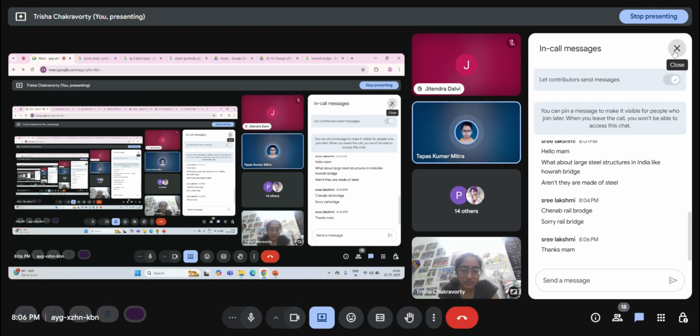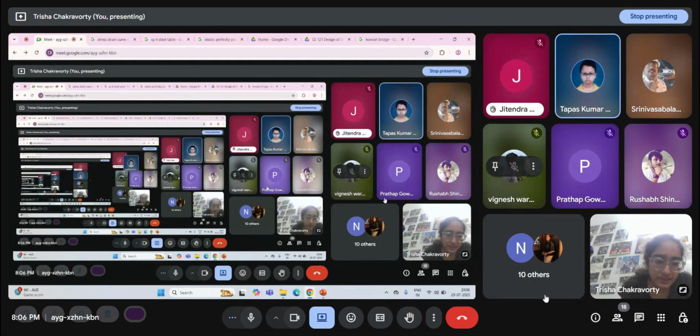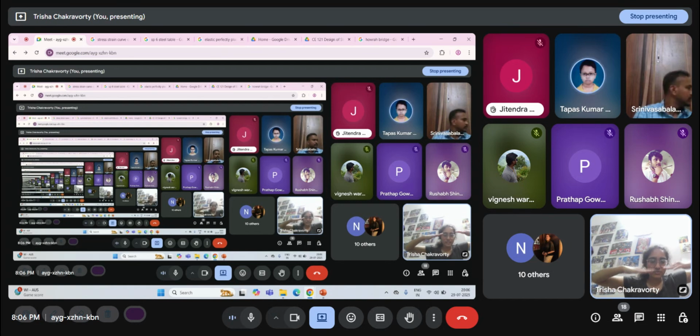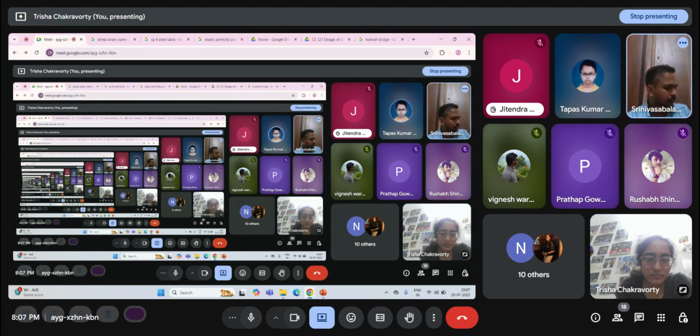Madam, it is cantilever type. Howrah Bridge is a cantilever, yes. It is a cantilever truss. The truss has two cantilever parts, and then there is a simply supported deck in the middle. Yes.